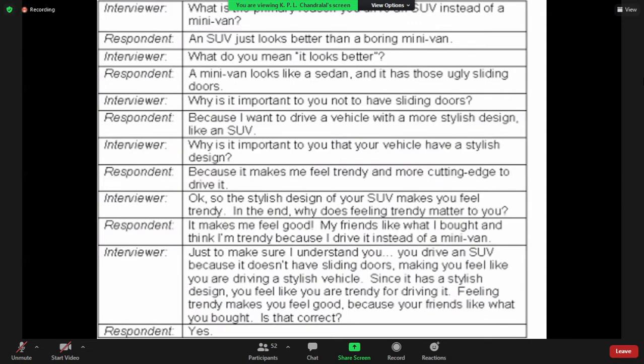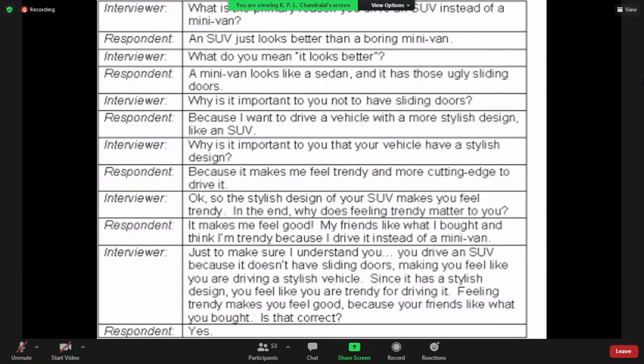You can see the probing question: what do you mean by it looks better? The minivan looks like a sedan, and it has these ugly sliding doors. So now the interviewer wants to make sure: why is it so important to you not to have sliding doors? Now, sliding doors is the functional feature. The customer thinks that he has purchased because of not having sliding doors.